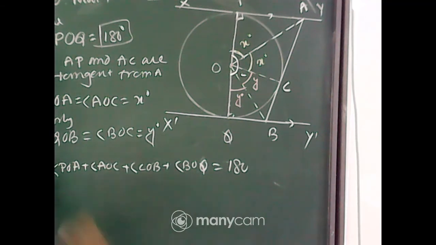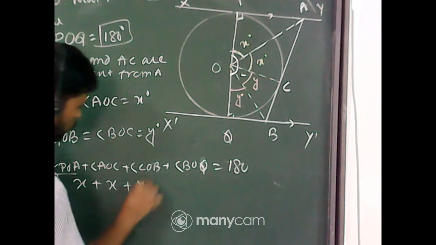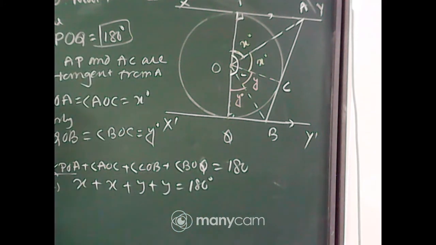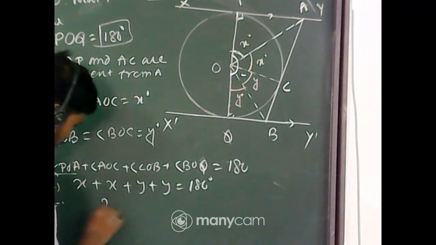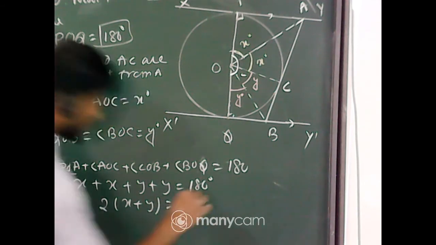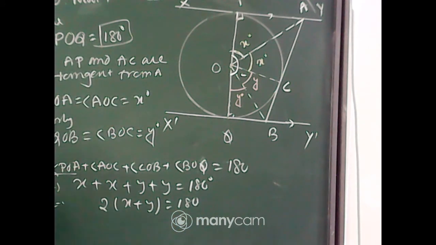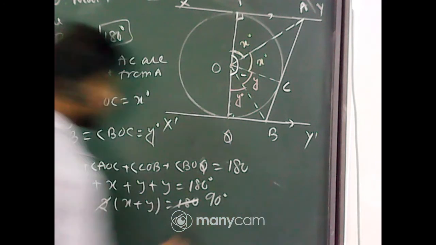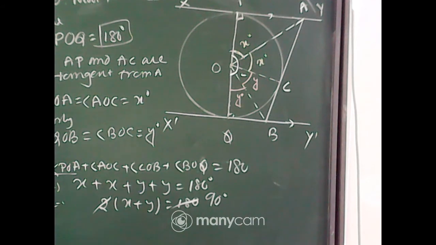Okay, now what is the value of POA? That is x plus y, that is equal to 180 degree. That means there are 2x and there are 2y. So we can write 2 into x plus y, that is equal to 180 degree. So what is the value of x plus y? That is 90 degree. X plus y is equal to 90 degree.